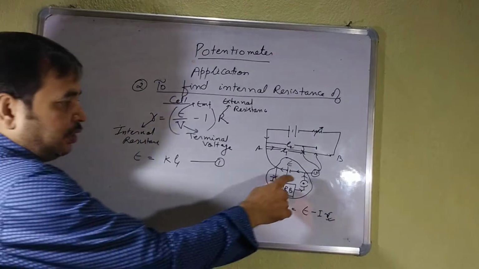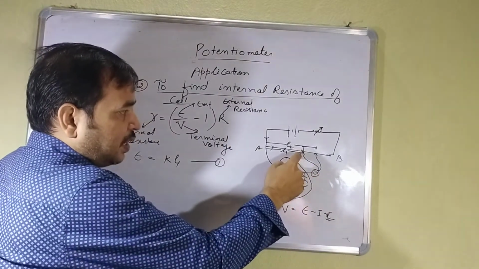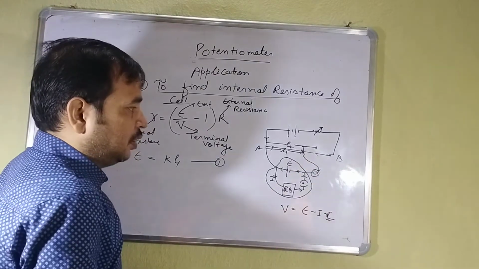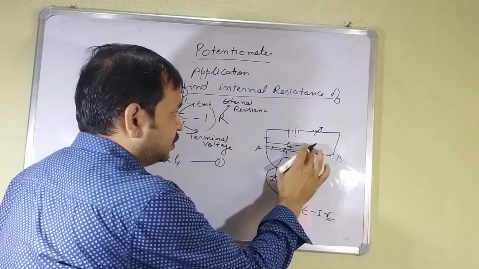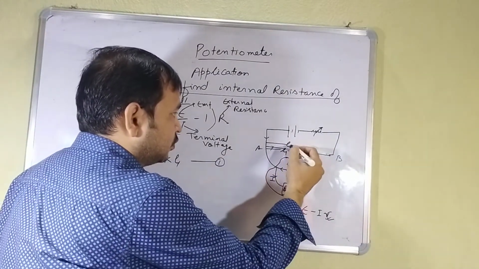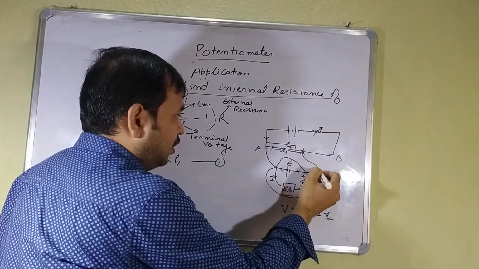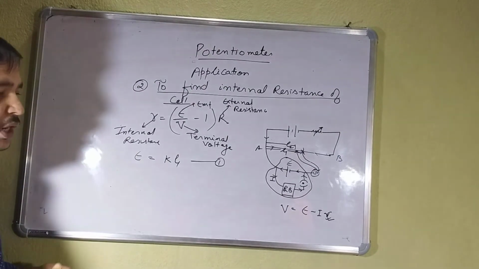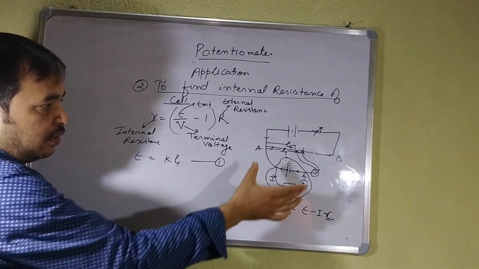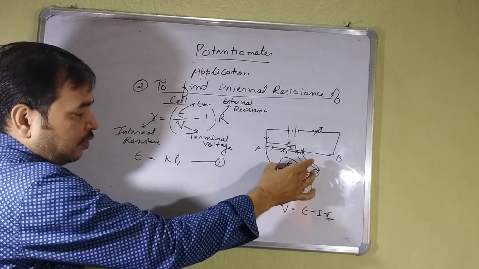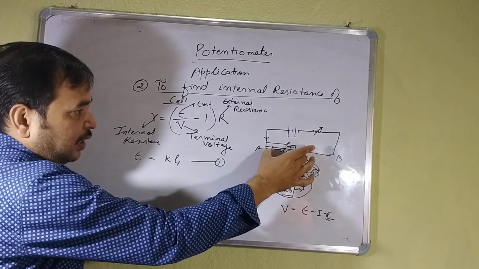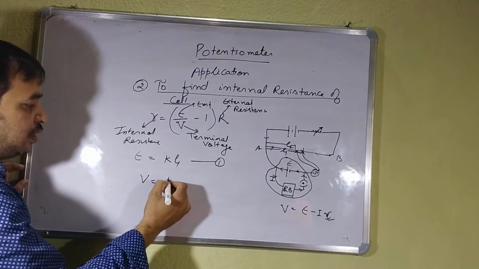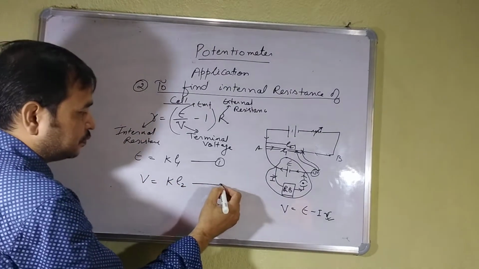When you connect this key, you will see that you are getting the balance point somewhere, not here, it will be somewhere less than this. Suppose this is the length and you are getting the balance point here. Always you can understand that terminal voltage is less than EMF, so this terminal voltage will be balanced at some less length. So this terminal voltage is equal to K into L2.